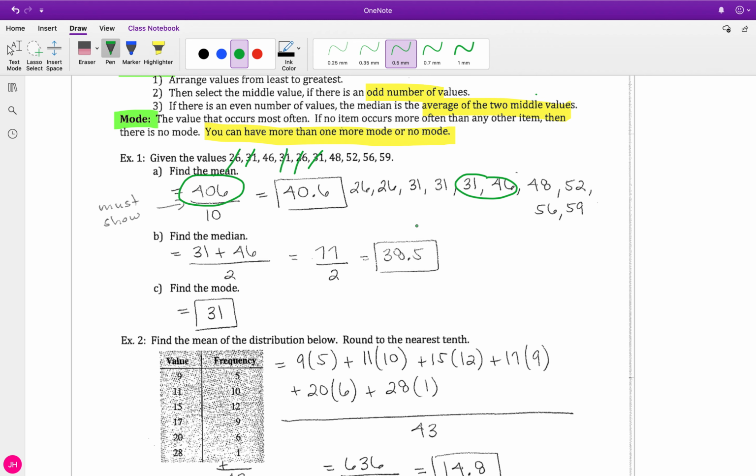It's also easiest to find the mode once we've got them all lined up here, or at least I think it is. So there are three 31s, so that's the mode. I know some other numbers repeat, like 26, but it's whichever one repeats the most.